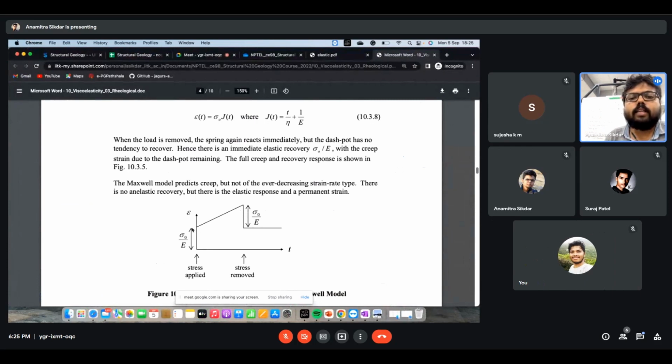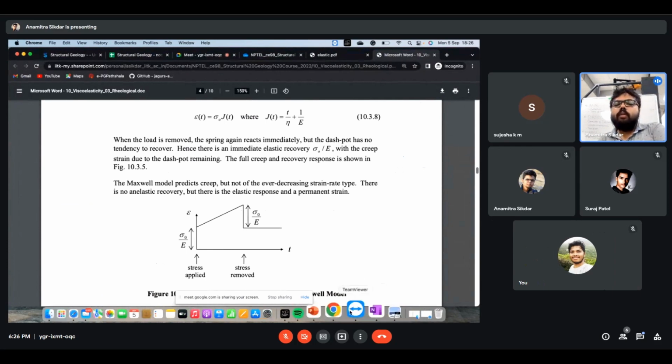This is actually the initial stress, if there was any. I am considering sigma 0 is 0 here, so that's why I have drawn the curve from here. It will instantaneously start, and when you stop the applied stress, so it is written the stress is removed, it will recover instantaneously. So what will happen?